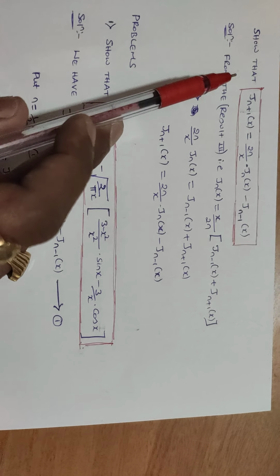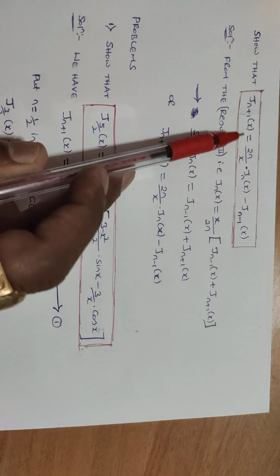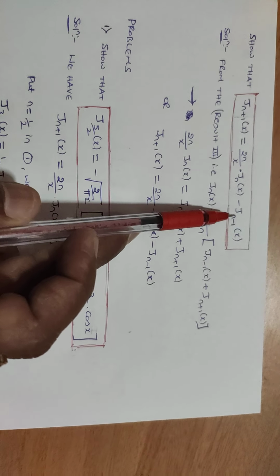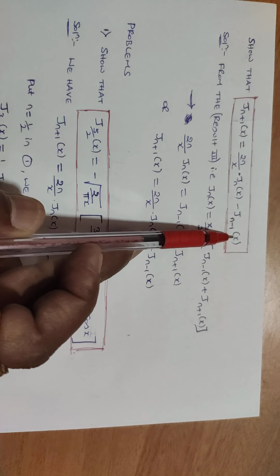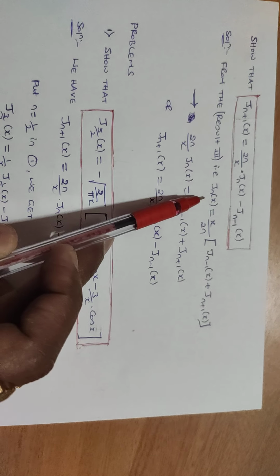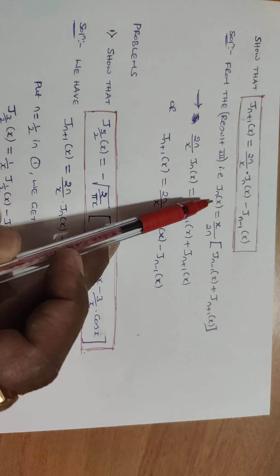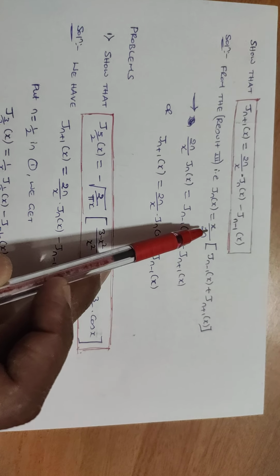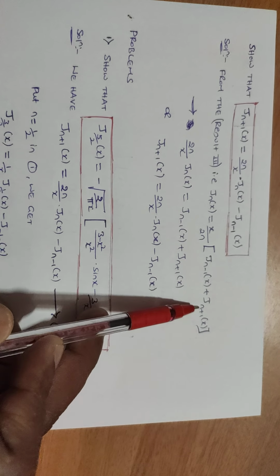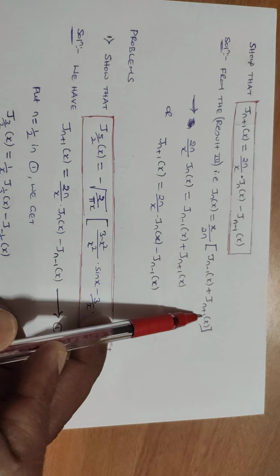In that, we show that J_{n+1}(x) equals 2n by x into J_n(x) minus J_{n-1}(x). Consider the result we have already proved, that is J_n(x) equals x by 2n into J_{n-1}(x) plus J_{n+1}(x).